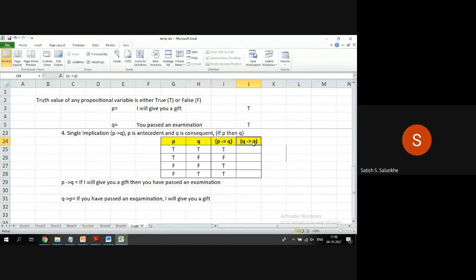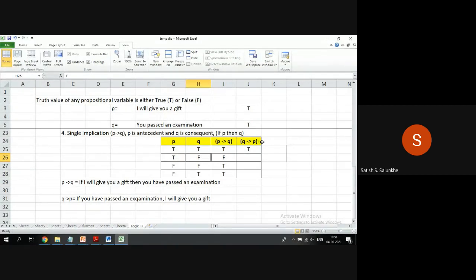Let us take Q implies P. What is Q implies P? If you have passed an examination, I will give you a gift. Now we will check this. You have passed an examination? Yes. I have given you a gift? Yes. So Q implies P is true. You have passed an examination? No. And I am giving you a gift? Yes. So there is no violation.